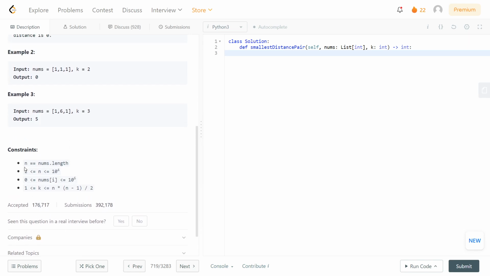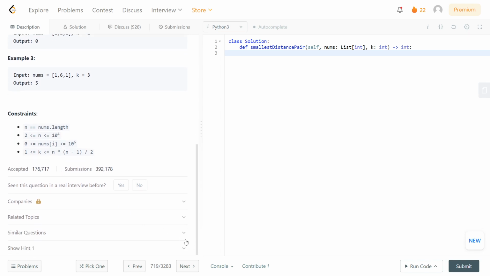Okay, constraints. The length of nums is between 2 and 10 to the power of 4. Nums of i is 10 to the power of 6 at most and at least 0. And k exists, that's for sure.